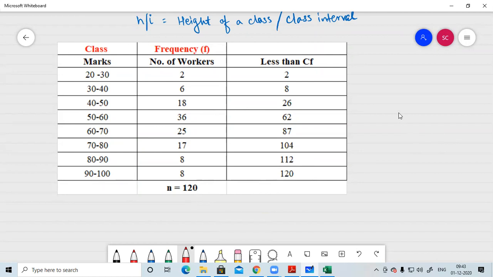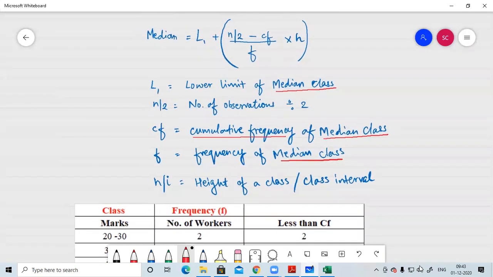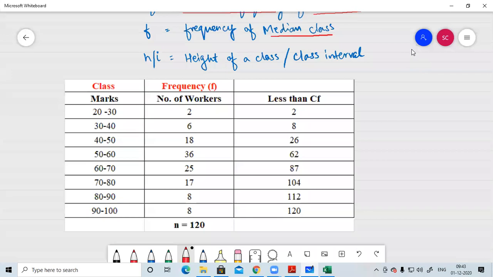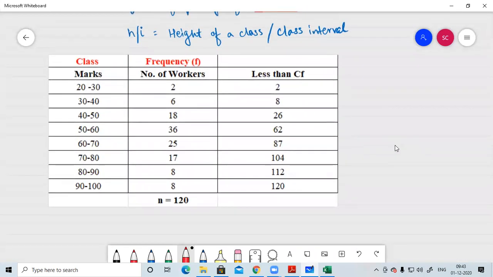Yes, sir. Now the question arises: what is this part? That is the median class. So we have to find out something known as the median class. Now to find the median class, first you have to do n divided by 2, which is equal to 120 divided by 2. So what is n by 2 equal to?